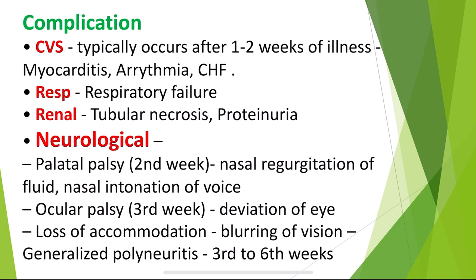Moving further to the complications of diphtheria. In the cardiovascular system, you can see it is causing myocarditis, arrhythmia, and chronic heart failure. Cardiovascular complications usually occur after 1 to 2 weeks of the illness. The patient starts with diphtheritic complications like myocarditis, arrhythmia, and chronic heart failure. In the respiratory system, it causes respiratory failure. In the renal system, it affects the kidneys, causing tubular necrosis and proteinuria.